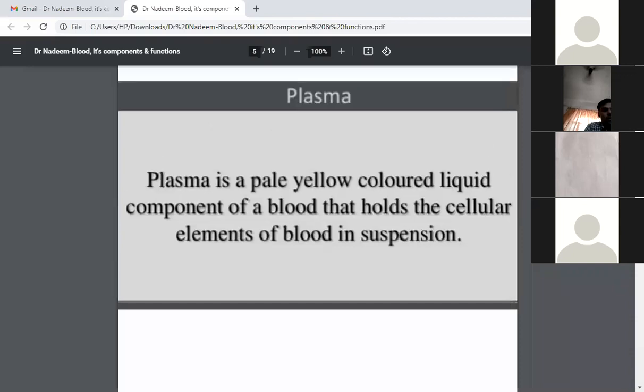So actually, heparin is not a protein. Its name ends in the suffix "in," but it is not a protein. It is a carbohydrate, a polysaccharide. Which polysaccharide, homo or hetero? Yes, it is a heteropolysaccharide.